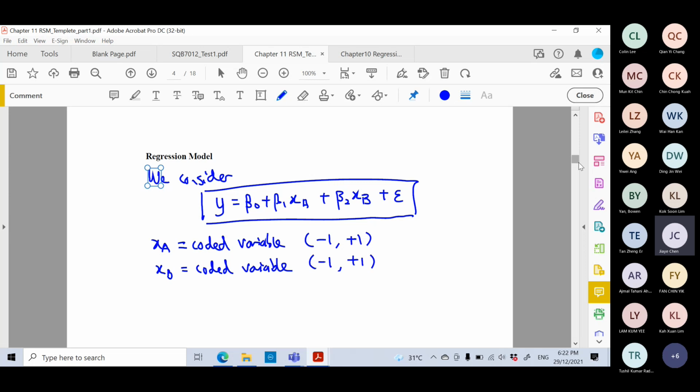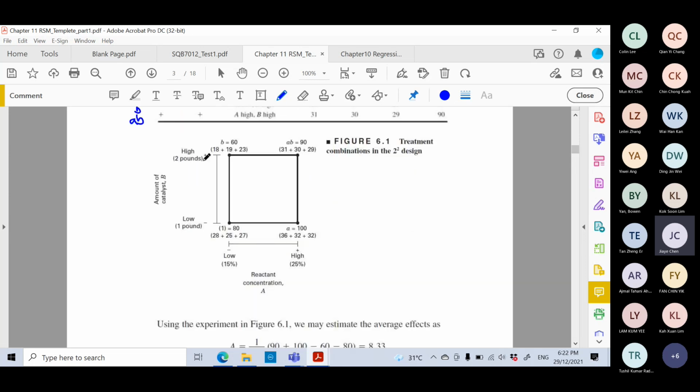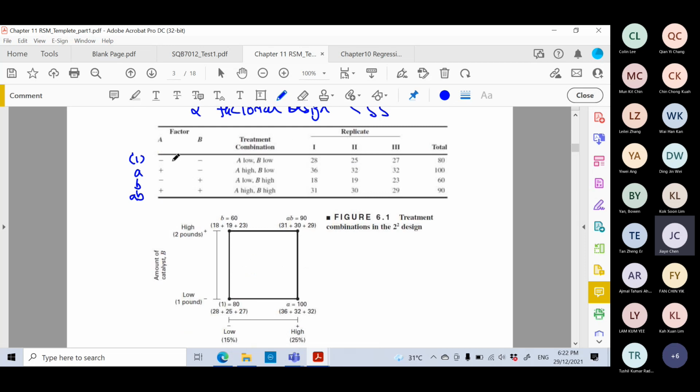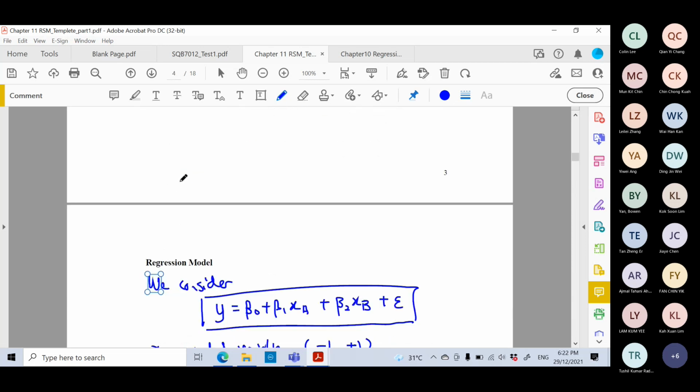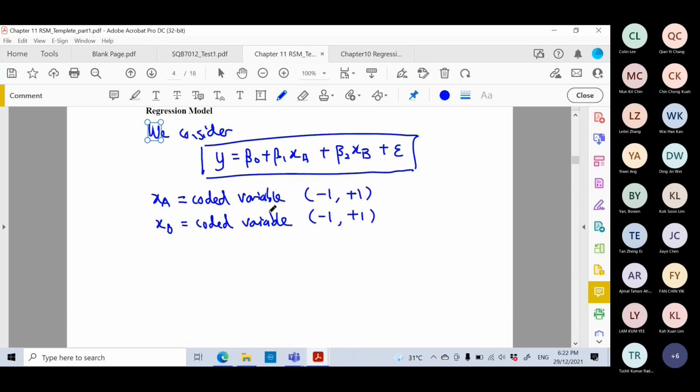This is what you can see from here. The low level of A is negative, and the low level of factor B is also negative. So I use the notation -1 and +1 to denote the coded variables, because we are doing the coding of the variables.